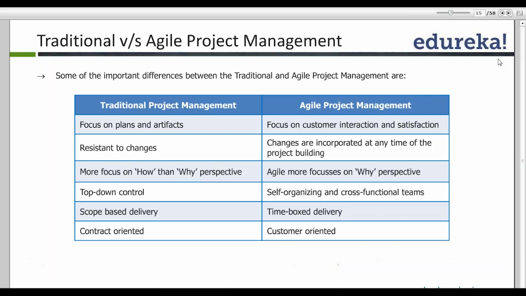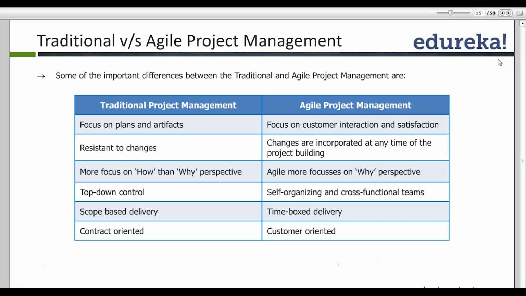A traditional project talks about a command style control where the project manager acts like a commander in action, and he or she dictates the work which the team is supposed to do. Agile, on the other hand, is a self-organizing and cross-functional team. So agile teams are self-organizing. The team decides what they need to do, and the team is cross-functional.